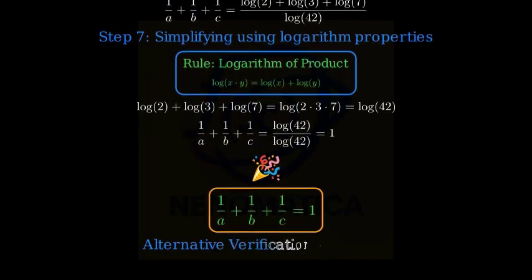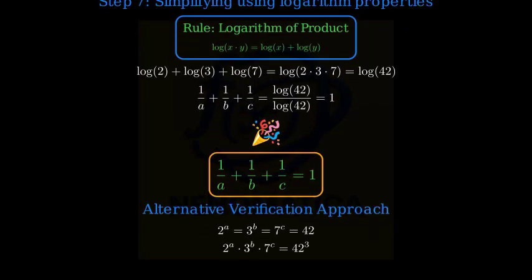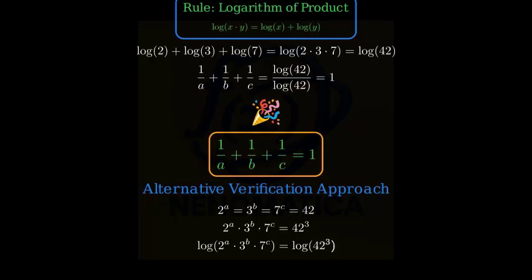Let's verify our answer using a different approach. We know that 2 to the power of a equals 3 to the power of b equals 7 to the power of c equals 42. If we multiply all these equations, we get 2 to the a times 3 to the b times 7 to the c equals 42 raised to the power of 3. Taking logs, we get log of 2 to the a times 3 to the b times 7 to the c equals log of 42 cubed.